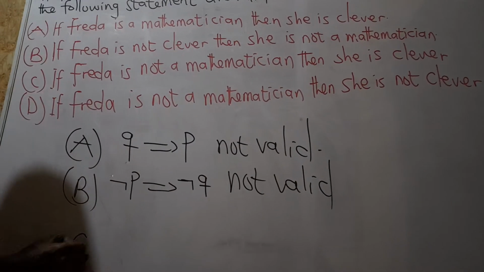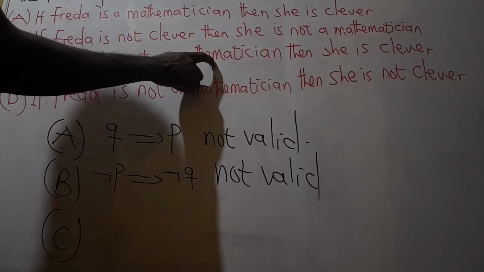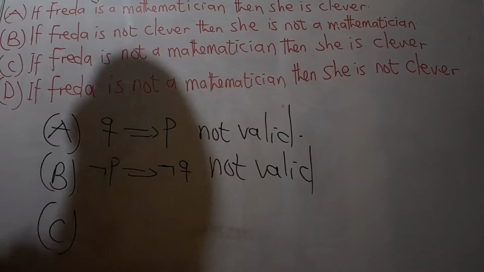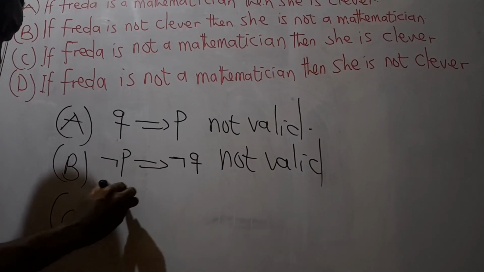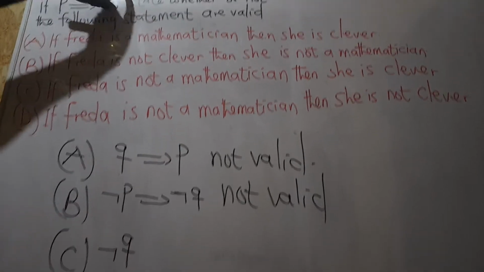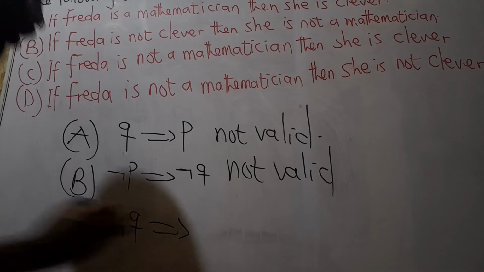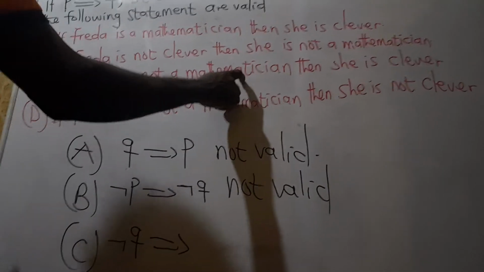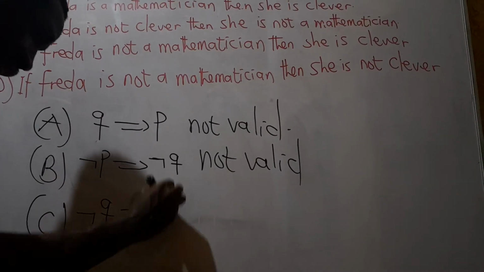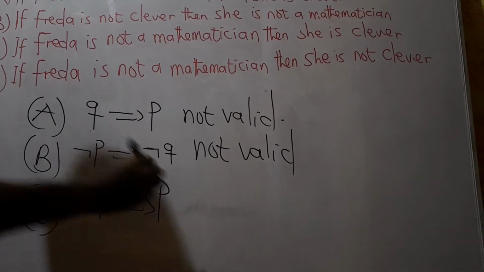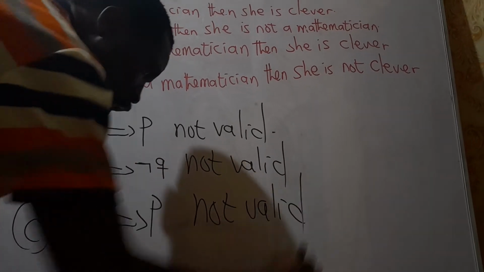Now let's check the C. If Frida is not a mathematician, then she is clever. So if Frida is not a mathematician, that's the negation of Q, then she is clever. The negation of Q implies P. Also not valid. That's not a contrapositive form, so not valid.